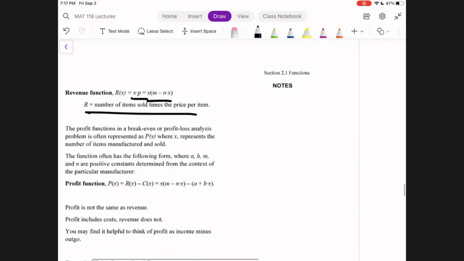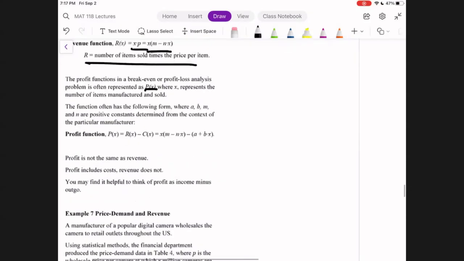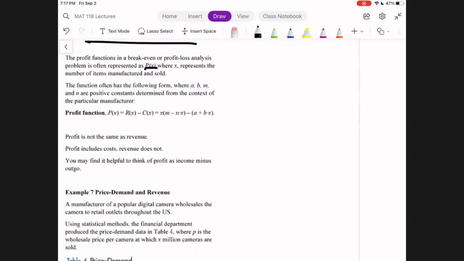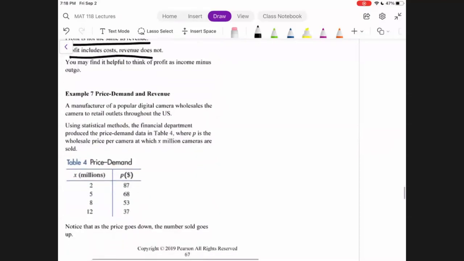And then it brings everything together with your profit. You subtract the two, so we get this hot mess. So this can seem very confusing because there's so many variables here. So you just want to think profit is not the same as revenue. Profit does include cost, revenue does not. You can think of it as income minus your outgo, or income minus what you have to spend.